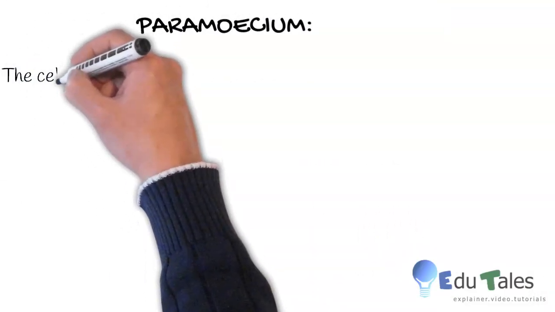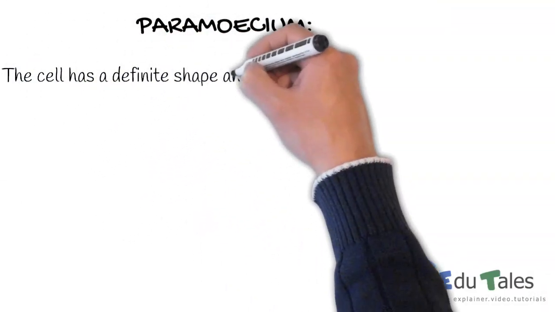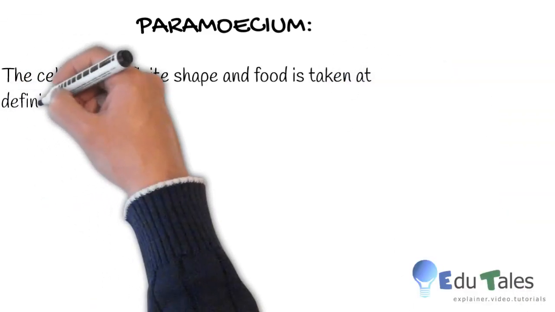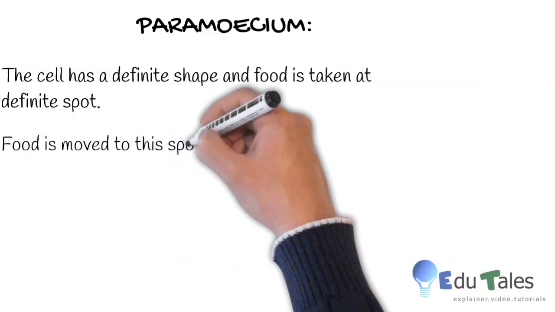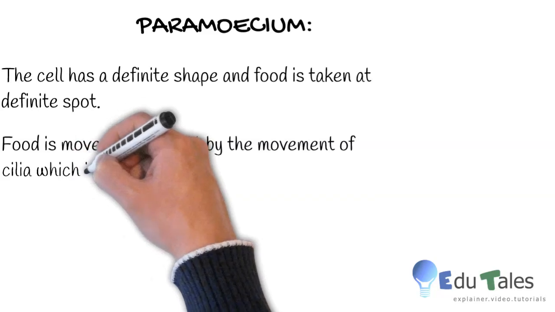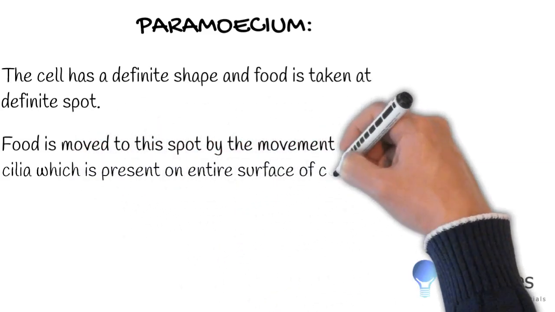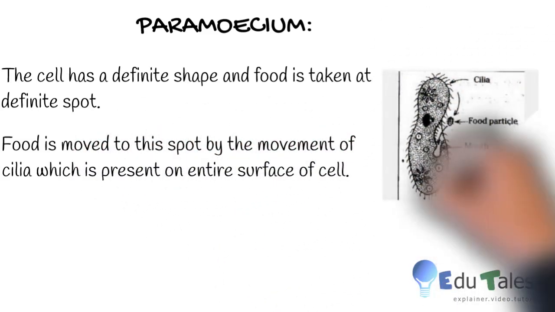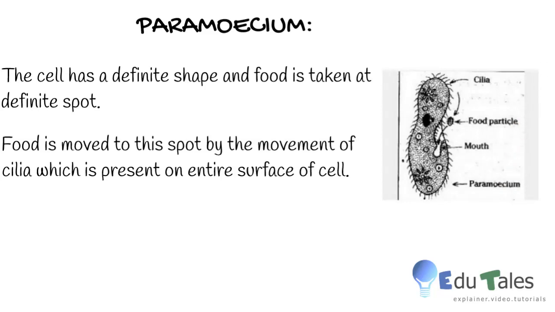Let us move on to paramecium. This cell has a definite shape and food is taken at definite spot. Food is moved to this spot by the movement of cilia, which is present on entire surface of cell as you can observe in the figure.